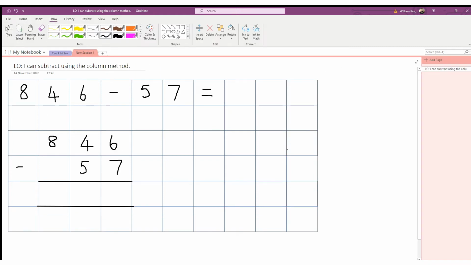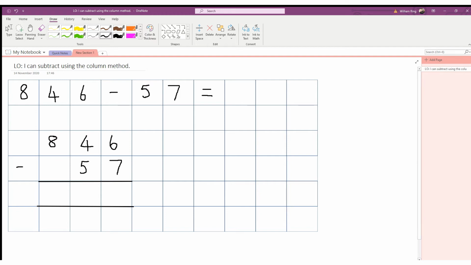In our next question, we're going to have to exchange in the tens and hundreds columns. The question is 846 take away 57. And again, I've already put it into the columns, making sure that the hundreds, tens and ones are in the correct place. First, I need to do 6 ones, take away 7 ones, which we can't do without getting into negative numbers. So I'm going to have to exchange from the tens column.